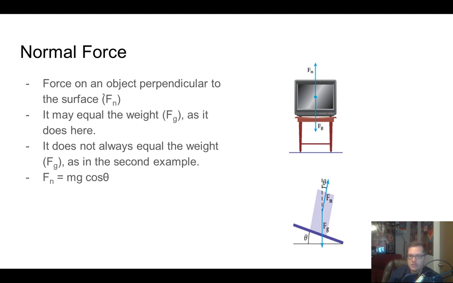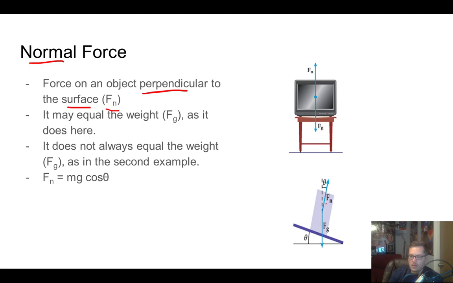Next thing we need to talk about here is called the normal force. We mentioned this back before when we were talking about Newton's first law and force diagrams and so on. The force that's perpendicular to the surface of whatever object it's on is known as the normal force, or the Fn. It may equal the force of gravity, like it does here. Notice that because this is a flat surface, the force of gravity and the normal force are equal to one another.